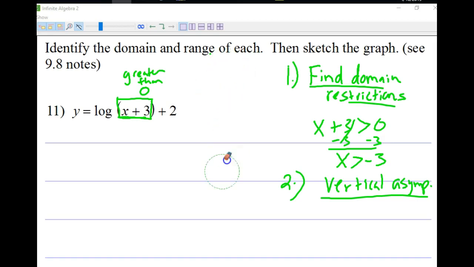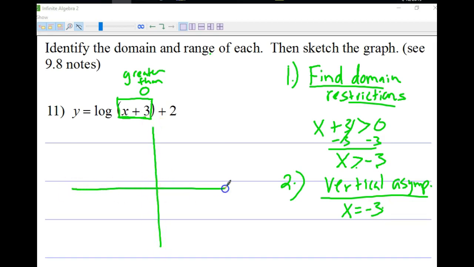So what this means is that since x always has to be greater than negative 3, there's an invisible barrier that our graph cannot cross. It can't be anywhere behind negative 3. So my vertical asymptote is at x equals negative 3. So x has to be greater than negative 3, and that invisible barrier known as a vertical asymptote is therefore at negative 3. So for now, I know this much.